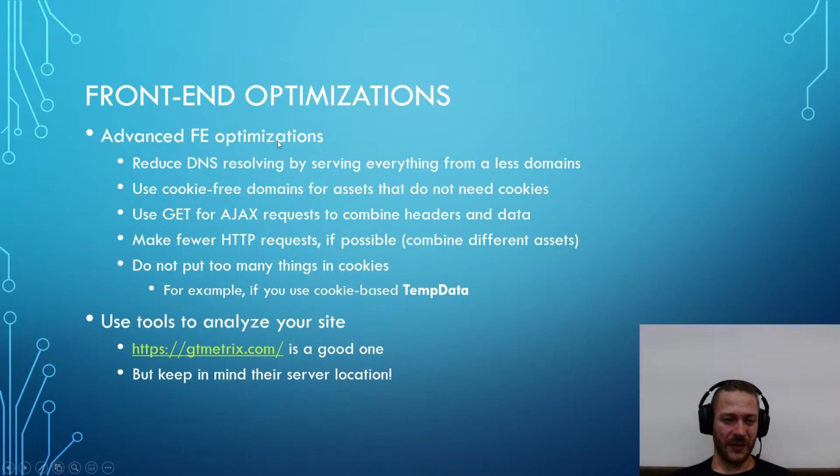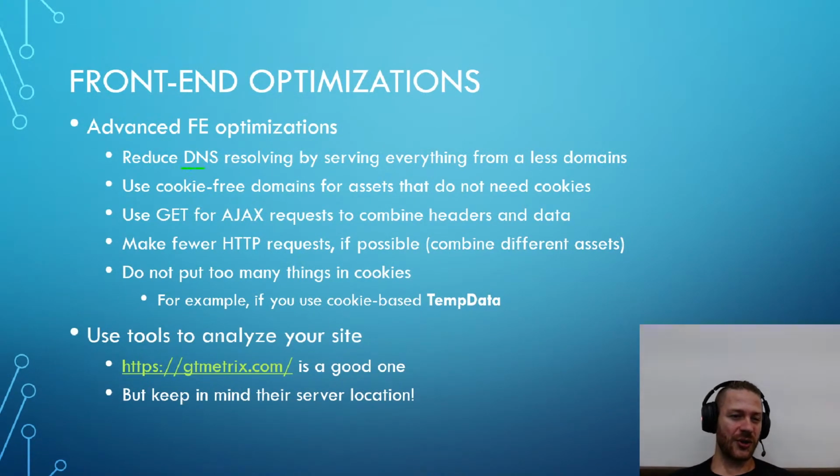Some advanced front-end optimizations: reduce DNS resolving by serving everything from fewer domains. For example, you may have a single domain and a load balancer for that domain, and then everything else should come from CDNs. This means that most of your requests will come from a single DNS, and that's a little bit of an improvement. Of course, that's a minor thing to consider, and it will be optimal only for new users, because old users already resolved the DNS.